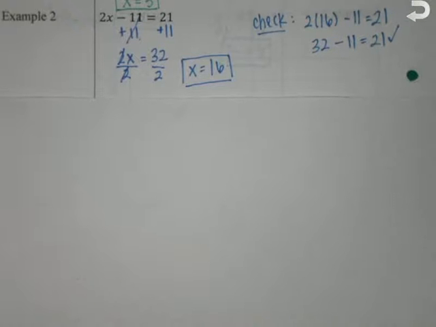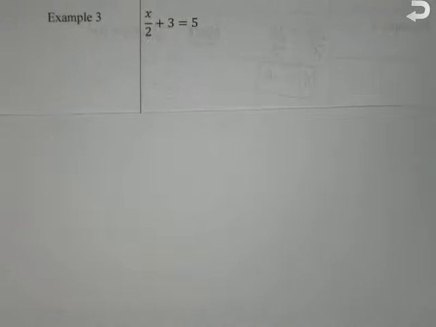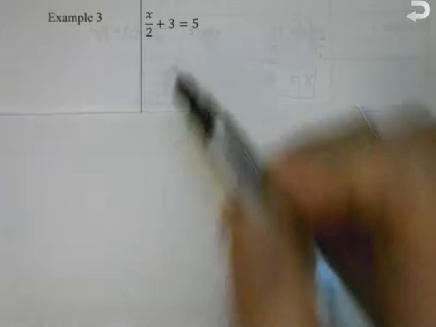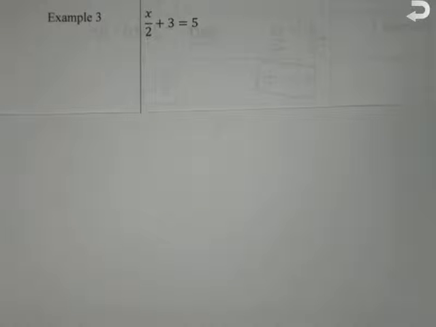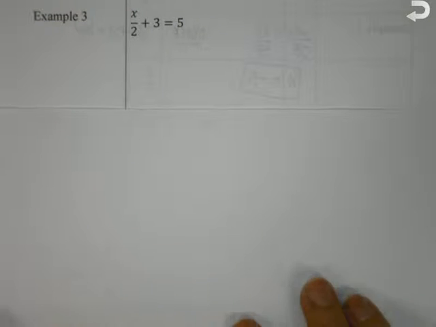Okay? Okay, example 3. This time we have x over 2 plus 3 equals 5. Write it down. All we're going to do is follow the steps that we wrote at the beginning. So first step is we need to find or see if we have any addition or subtraction. Do you see addition or subtraction in there, Omar?